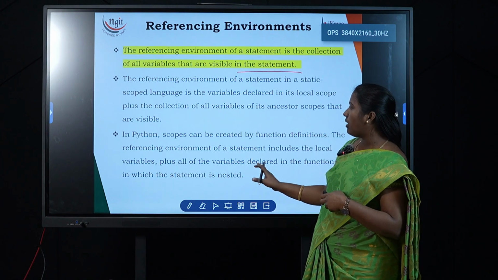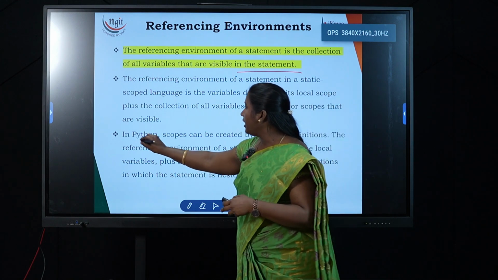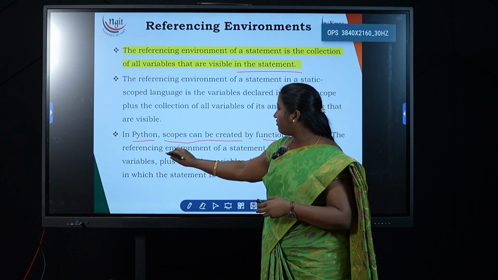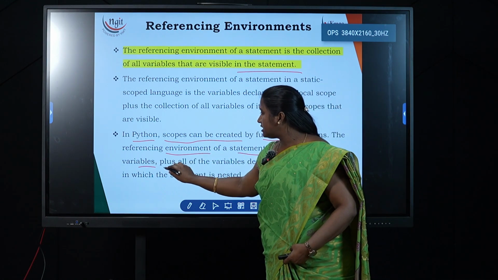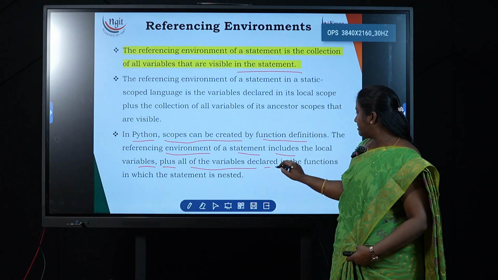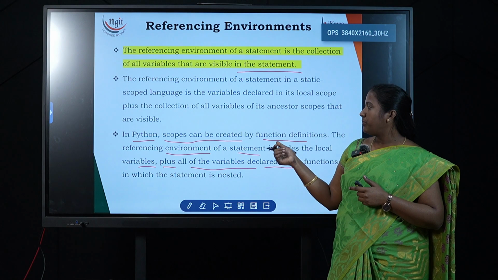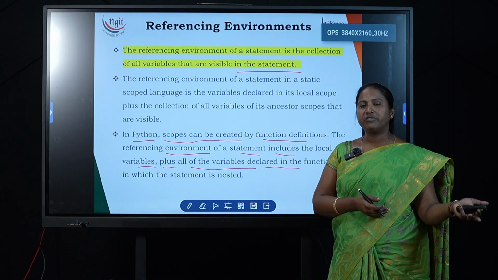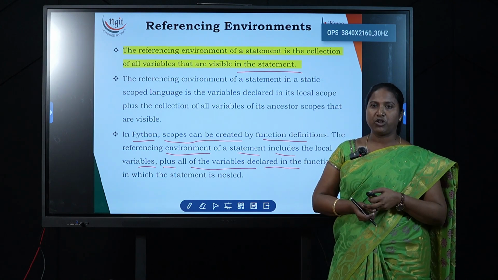Basically, we do have some programming languages which support referencing environment. In Python, scopes can be created by function definition. The referencing environment of a statement includes the local variables plus all of the variables declared in the functions in which the statement is nested. So in Python, and in other programming languages such as JavaScript, there will also be a referencing environment. That's it.